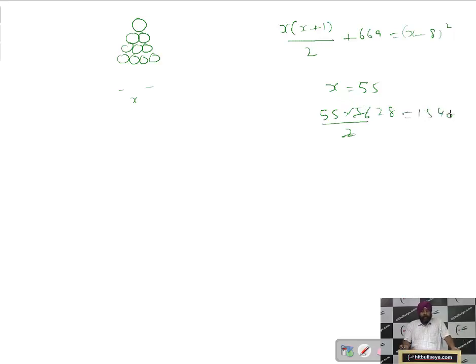That's it. So after reading and a lot of rereading, students make this equation: x into (x plus 1) by 2 plus 669 is equal to (x minus 8) whole square. Solving this typical quadratic equation in a limited time period, you will get x equal to 55. So the number of marbles Ram should have had is 55 into 56 by 2, that is 1540. So this was the X-ray solution. Hope you understand that this will take a lot of time: first to understand, then to make the equation, and then to solve it.